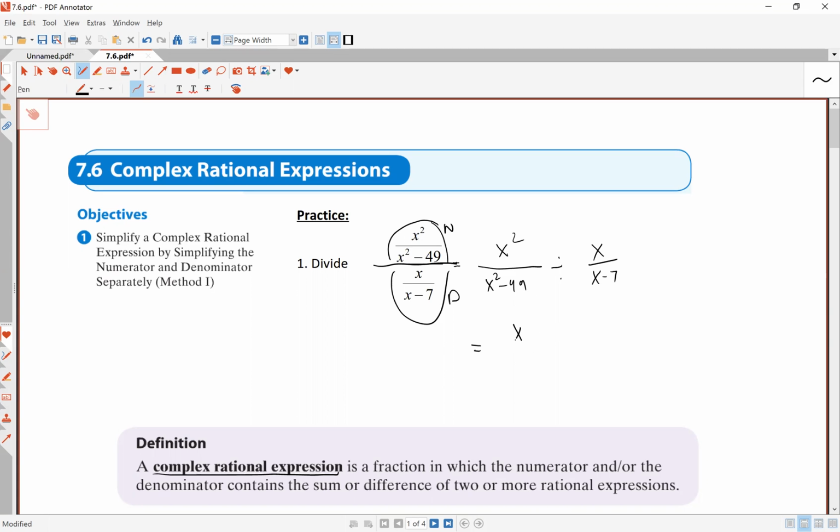Now we just divide by multiplying by the reciprocal of x over x minus 7, which is x minus 7 over x. Now we simplify x squared times x minus 7, over x minus 7, x plus 7 times x. So now we simplify: the x minus 7's cancel, the x squared takes the x, leaves me with a 1 in the bottom and an x in the top. And finally, we're left with x over x plus 7.